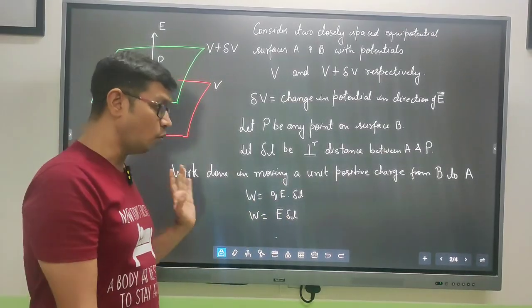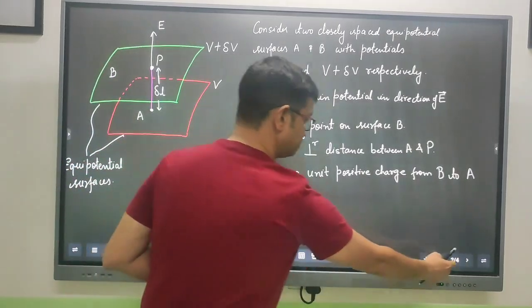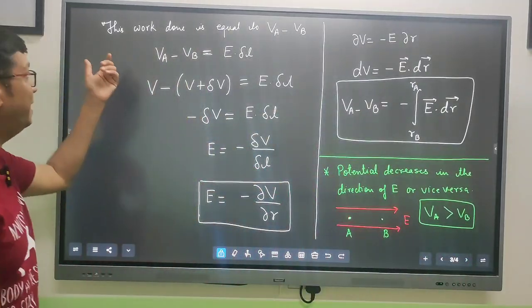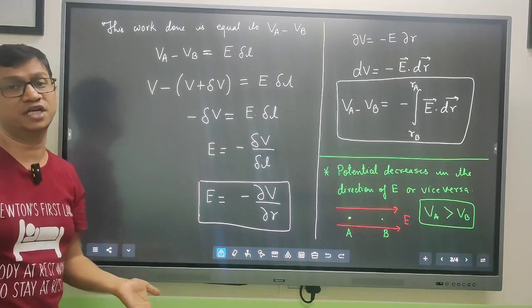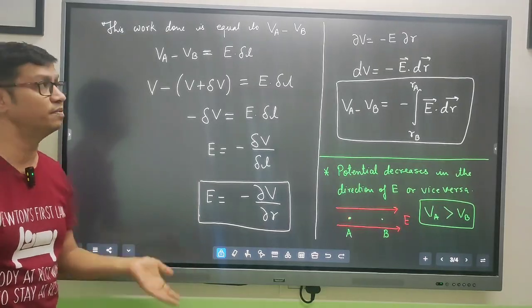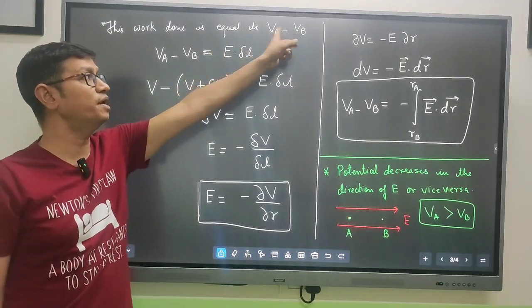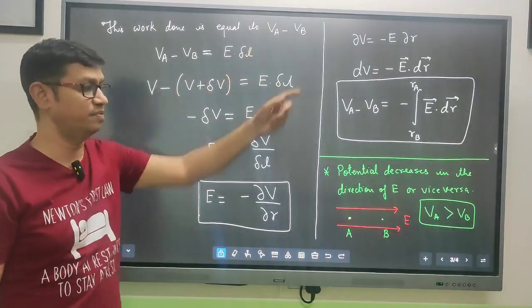Now once we have got the work done here, by definition this work done is equal to the potential difference between the two points, VA minus VB. We are coming from B to A, so VA minus VB. Understand?